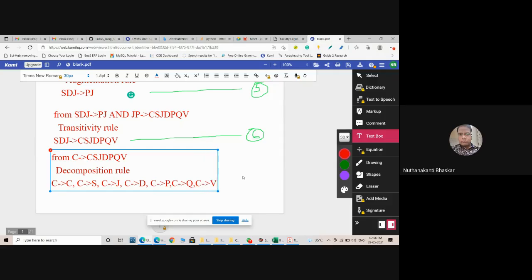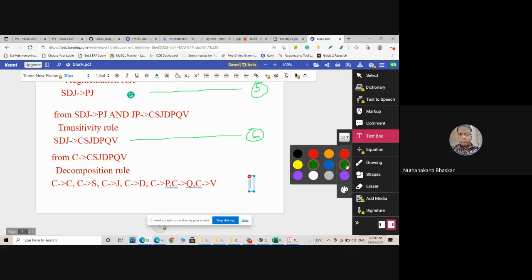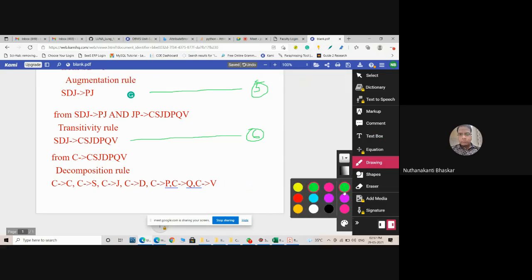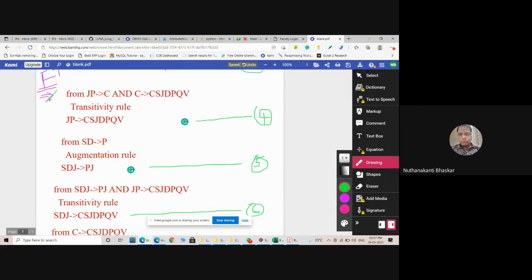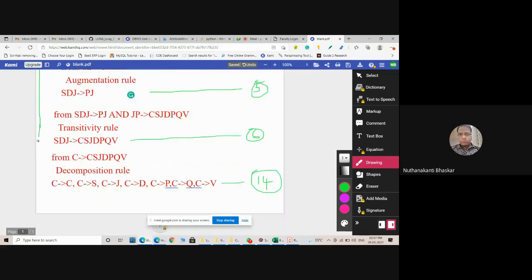So these many formulas will come, 14 formulas will come. Correct? Have you understood? Yes, sir. So all these are called F plus, the closure set of functional dependencies.